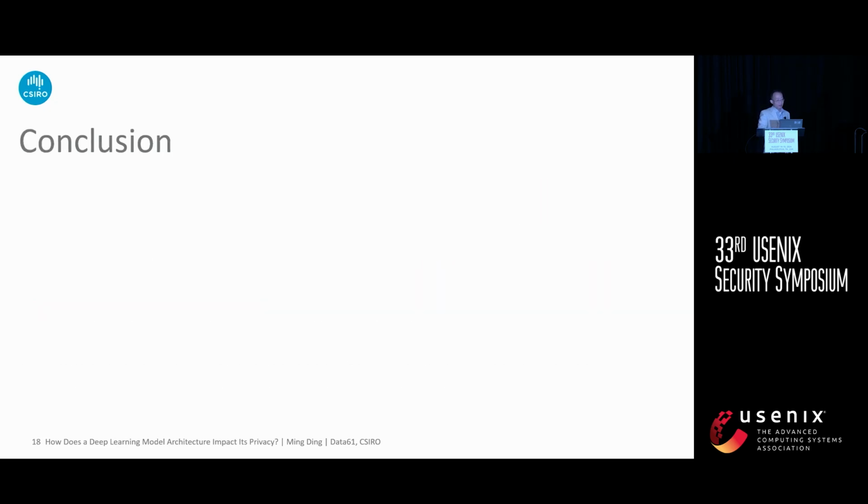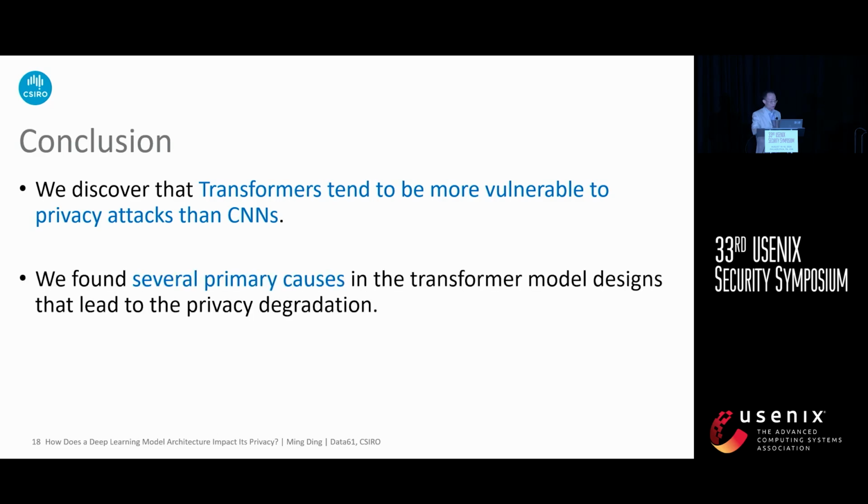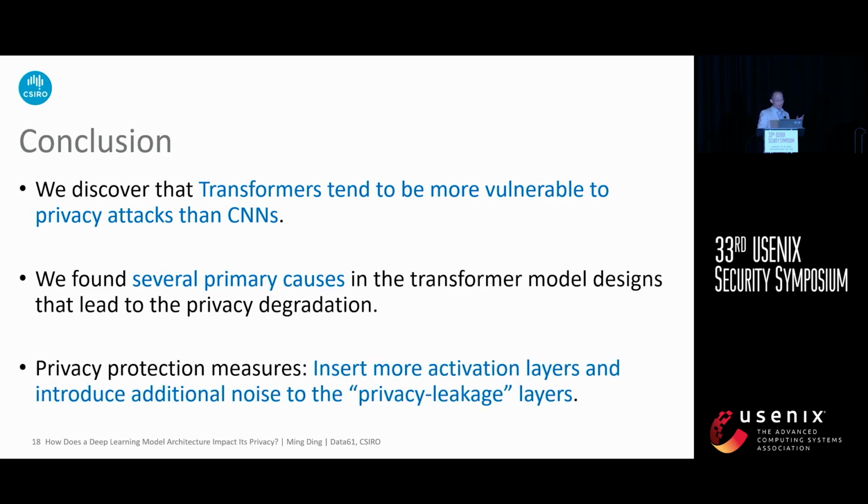So final slide. In conclusion, in this work, we discovered that transformers tend to be more vulnerable to privacy attacks than convolutional networks. More importantly, we have identified several primary causes, such as fewer activation layers, the adoption of a patchify method, and layer normalization. So regarding privacy protection measures, they are quite straightforward. To enhance the transformers in terms of privacy, we might want to insert more activation layers, more non-linearity operation, and introduce additional noise to the identified privacy leakage layers.